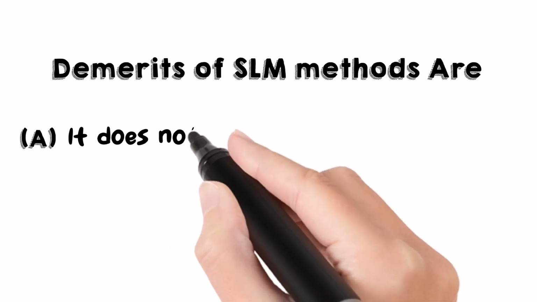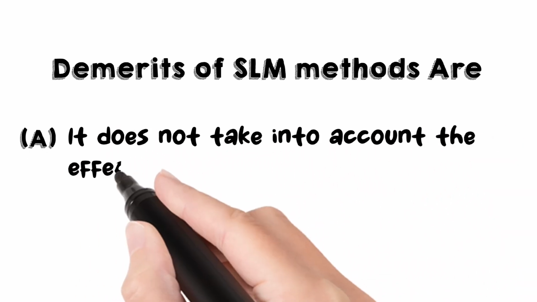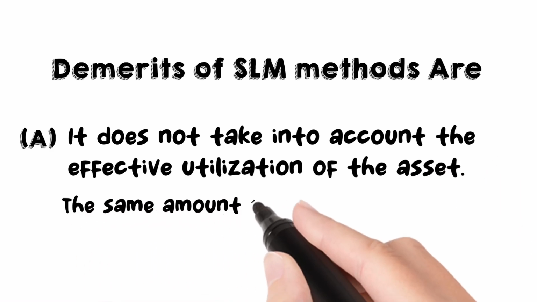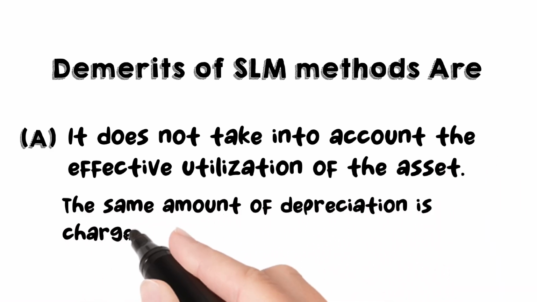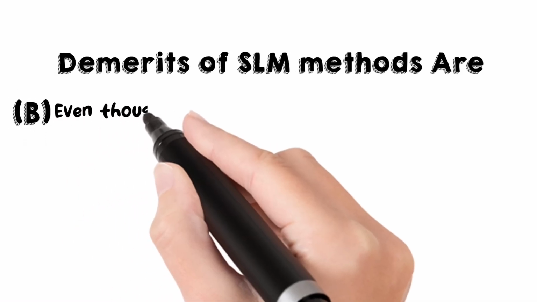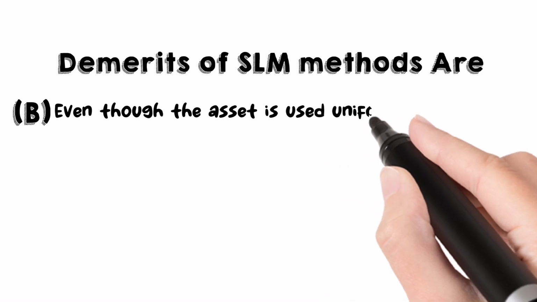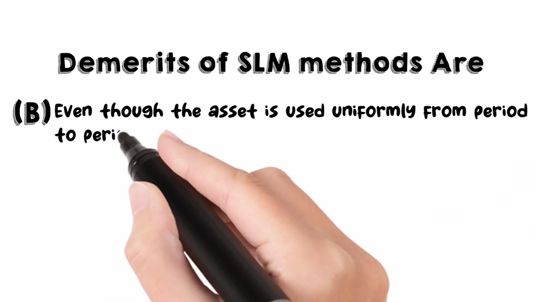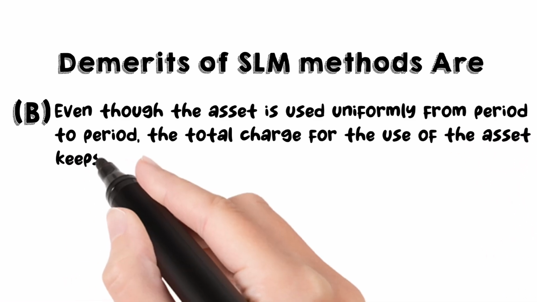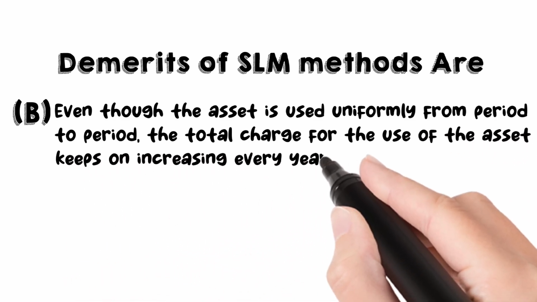Demerits of SLM methods are: A. It does not take into account the effective utilization of the asset. The same amount of depreciation is charged irrespective of use of the asset. B. Even though the asset is used uniformly from period to period, the total charge for the use of the asset keeps on increasing every year.